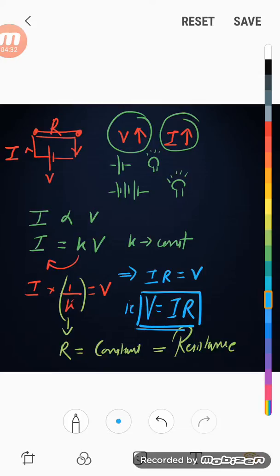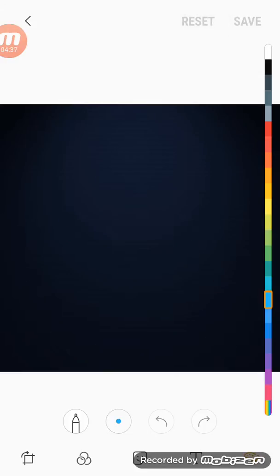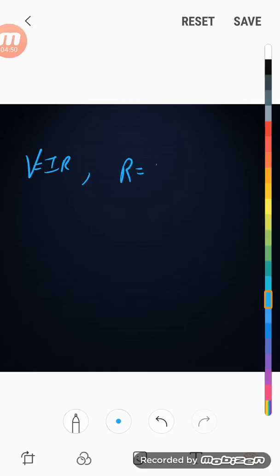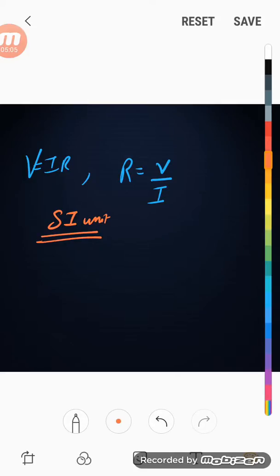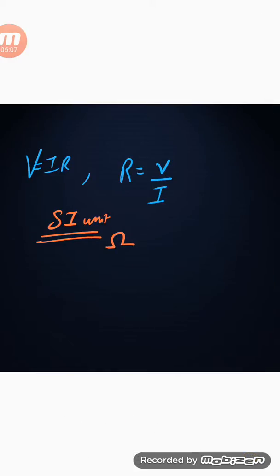V equals I R, right? If V equals I R, then we can also write it as, what is resistance? Resistance is V upon I. Let's find out what is the SI unit of resistance. The SI unit of resistance is ohm.